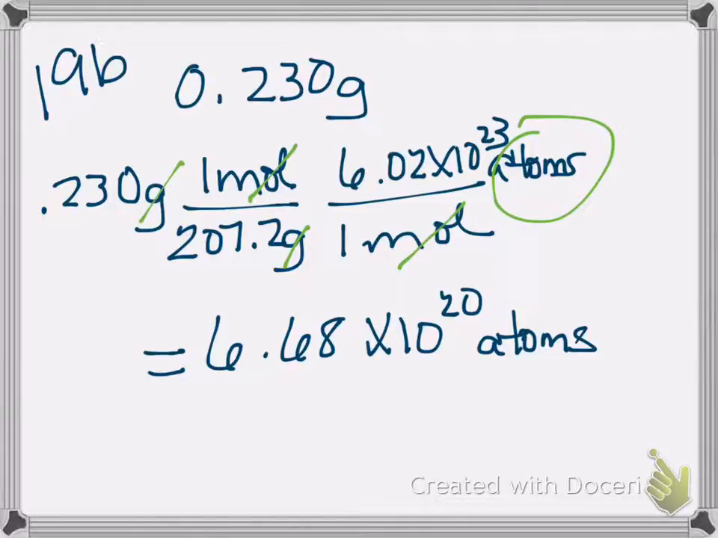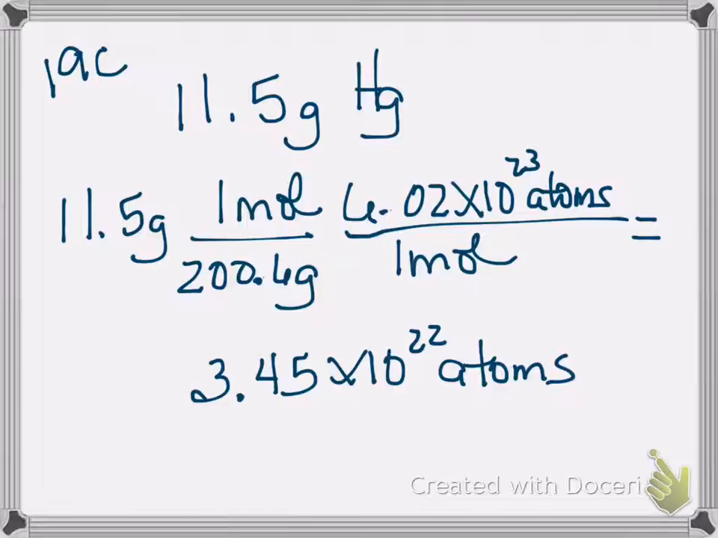Okay, number 19C. All right, in 19C, we're told that we have 11.5 grams of mercury. Again, we put that down here, 11.5 grams of mercury. 1 mole of mercury weighs 200.6 grams.